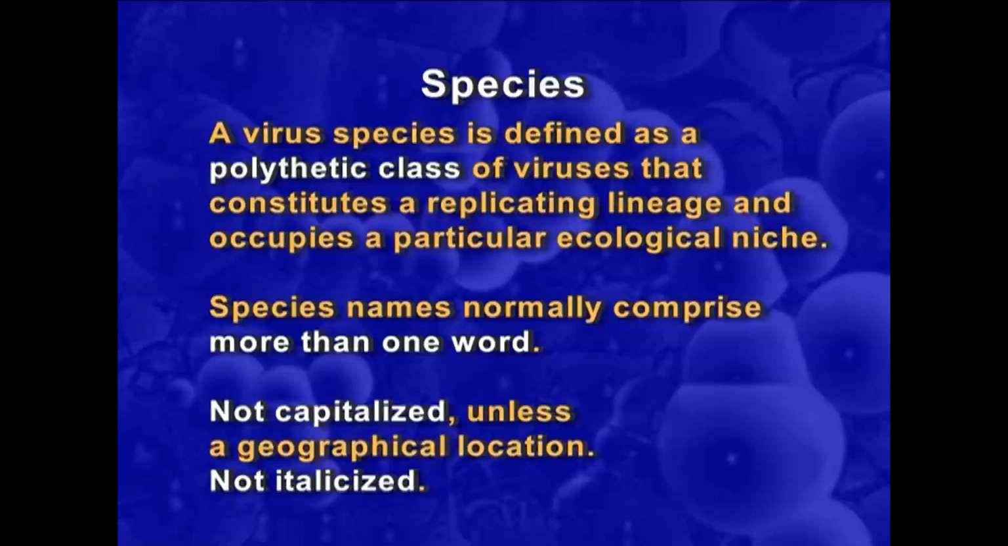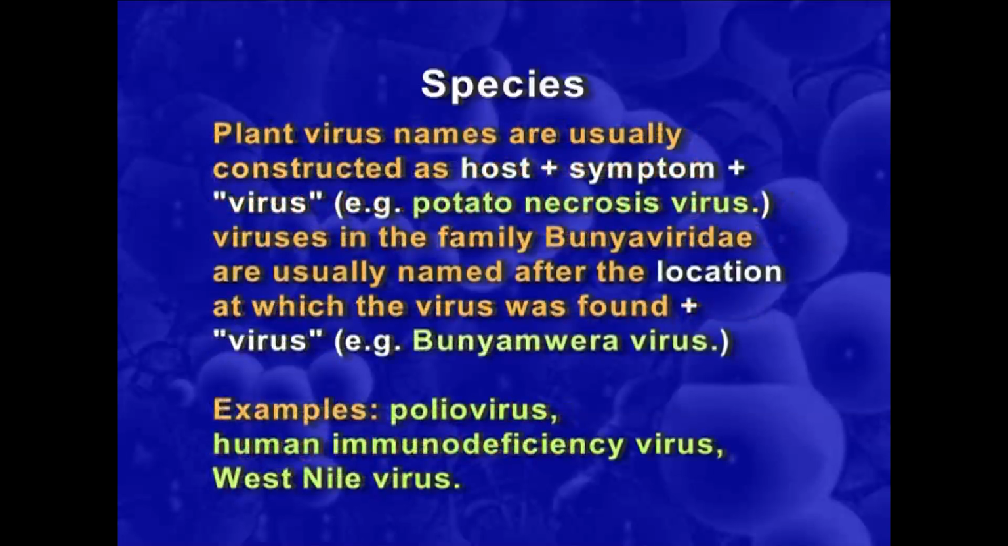Under special conditions, when the species name comprises certain geographical locations, then only capital letters are used. In case of plant viruses, we have seen that the naming of the virus is done on the basis of the host and the symptoms that they cause, followed by the name virus. As we have seen, the name potato necrosis virus means this virus infects potato and causes necrosis, and hence the name. Viruses also have names based on the geographical locations from where they have been isolated, such as Buniam vera virus, which is based on the place from where it has been isolated.